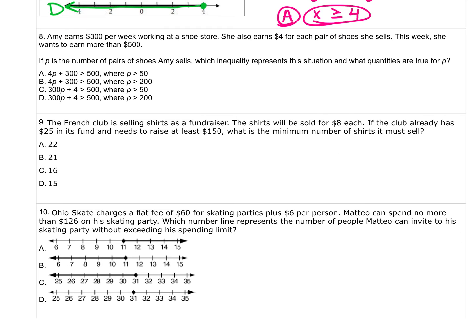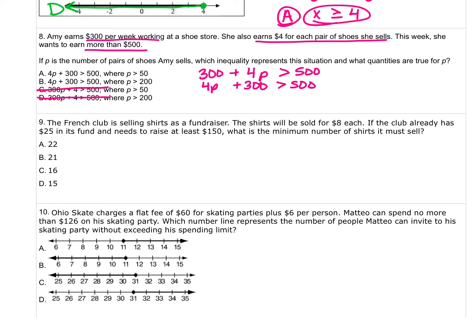Number 8, Amy earns $300 per week working in a shoe store. She earns $4 for each pair of shoes she sells. This week she wants to earn more than $500. So P is the number of pairs of shoes she sells. So she has $300 plus $4 times P number of shoes will be the total money she earns for selling the shoes. And she wants to earn more than $500. So that's going to match either A or B, because we could rewrite this as 4P plus 300 is greater than $500.